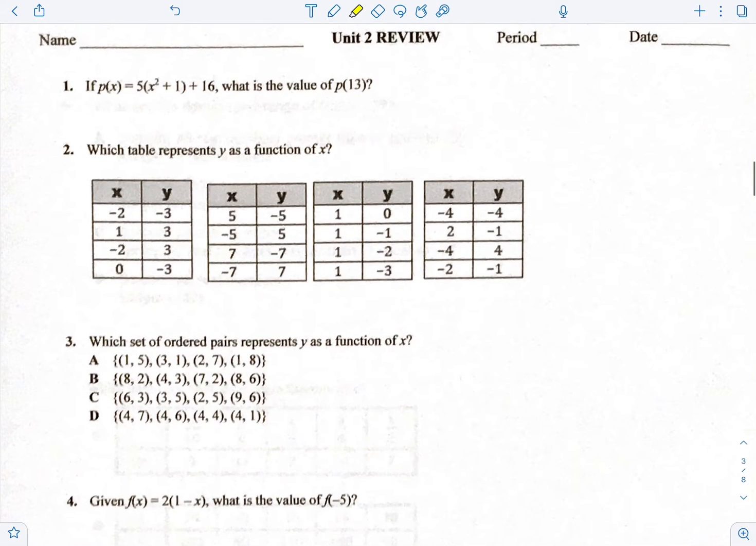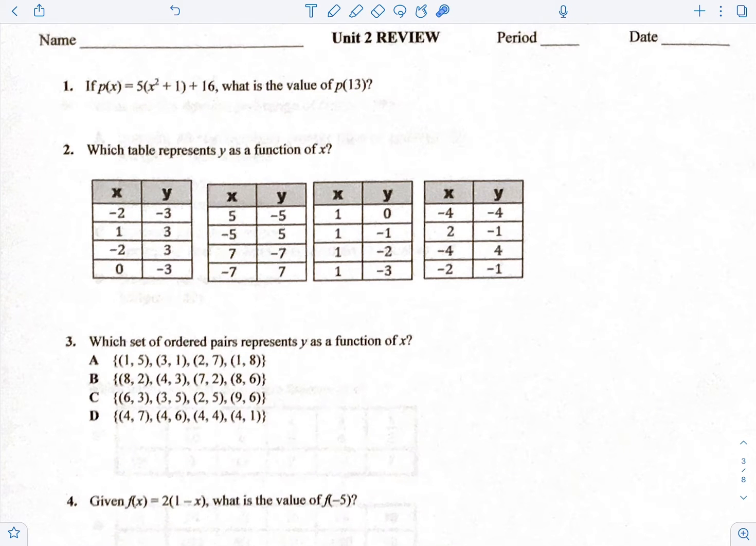All right. Now we're moving on to Unit 2. Everything that we just did before was Unit 1, all about equations and inequalities. Now we're going to get into functions. All right. When we look at number 1 here, notice that it says if p of x equals 5 times x squared plus 1 plus 16, what is the value of p of 13?